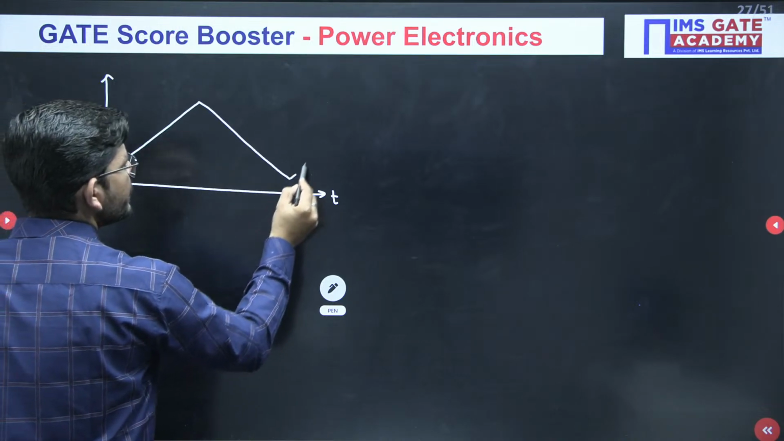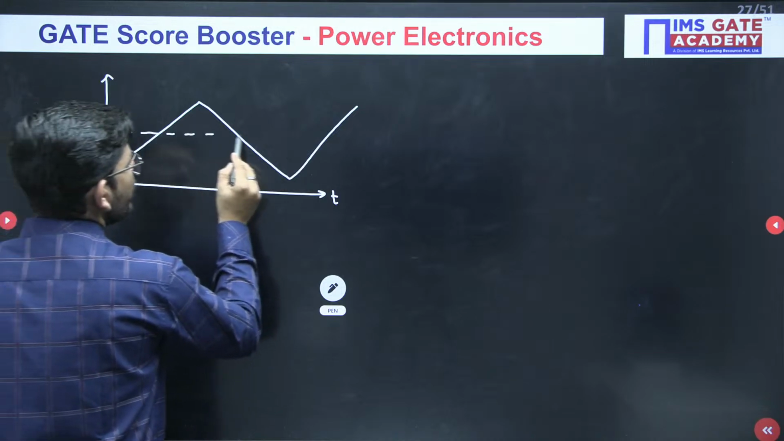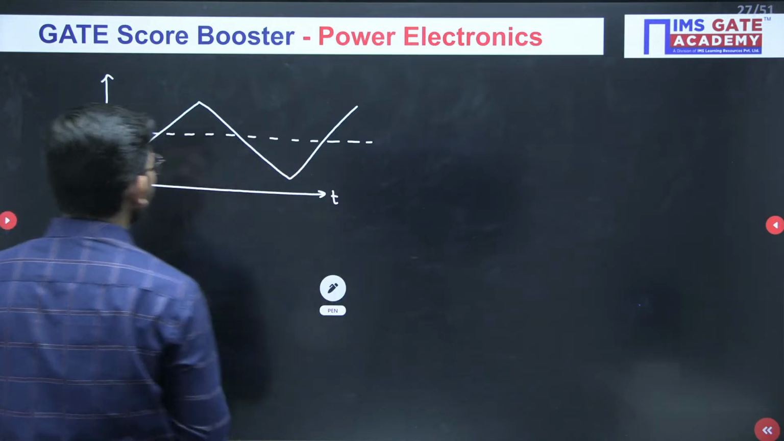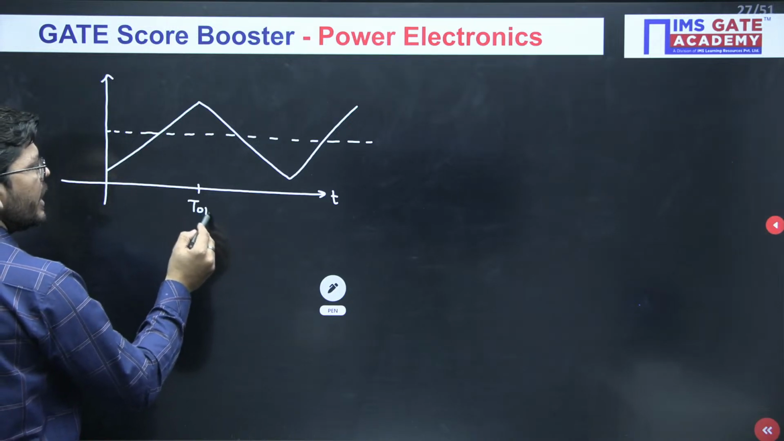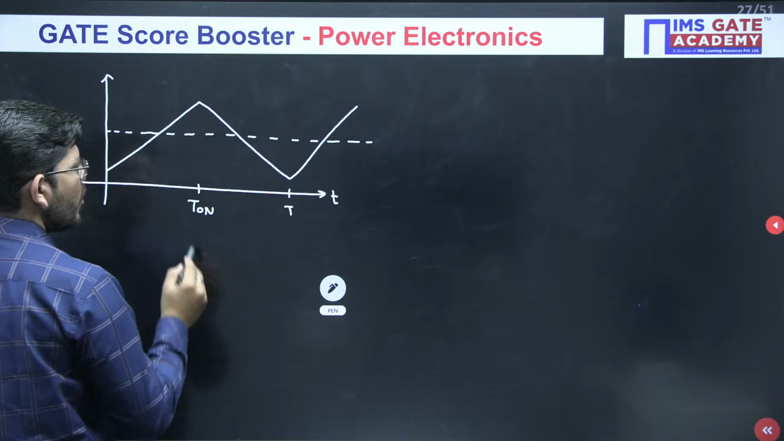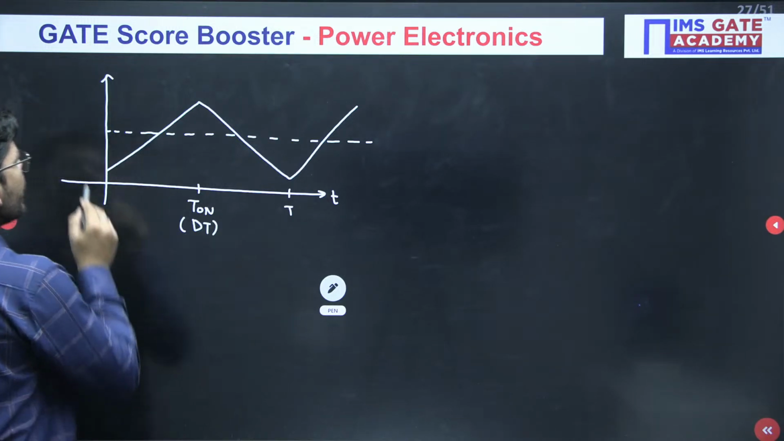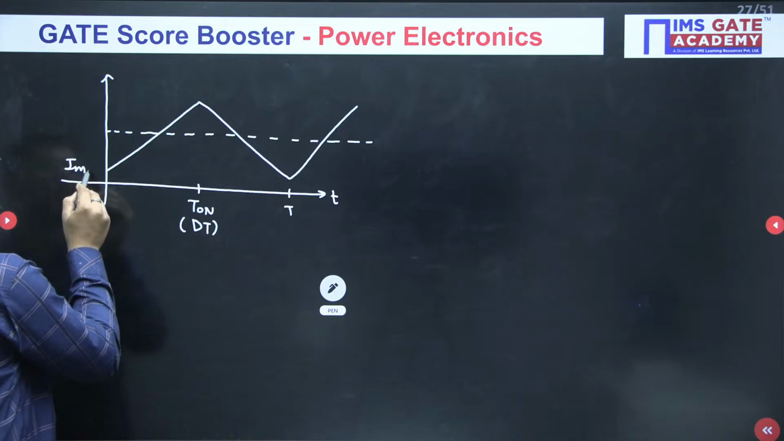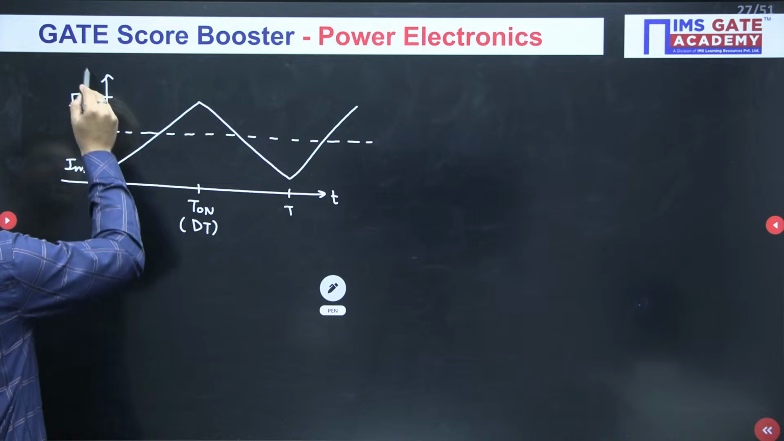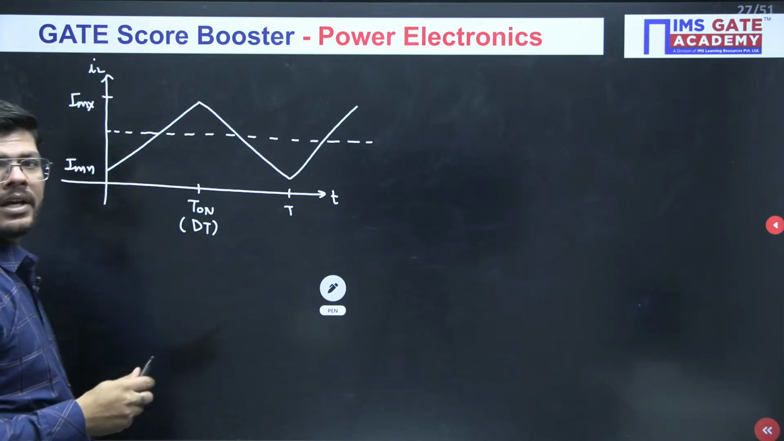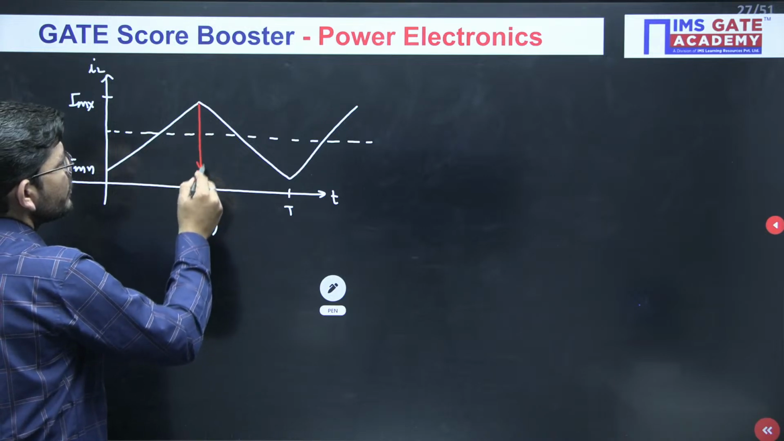The inductor current will be increasing in the on time and decreasing in the off time. So if this is my on time, and this is the total time, on time means D into T as well. It will be increasing from a certain minimum to a maximum value. This is my inductor current.